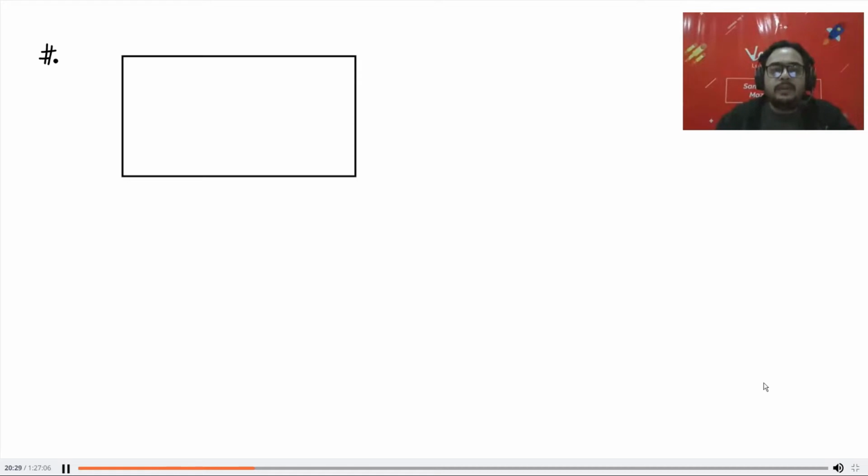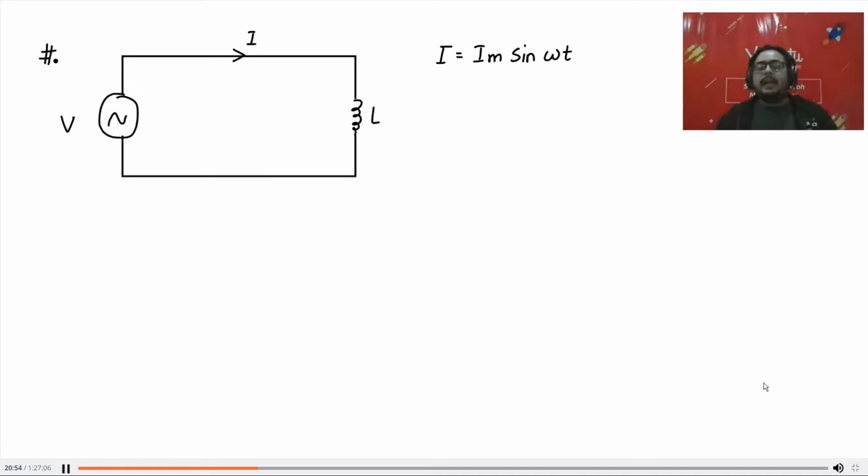So let me say you have this circuit. Same circuit I'm taking. Look at it. There is an AC source and there is an inductor L. Let me say voltage is V and the current flowing in the circuit is Im sine omega t. This time I am giving you current and I am trying to find the voltage. I can do that also. So what do you know? You know that this voltage should be equal to minus L di by dt.